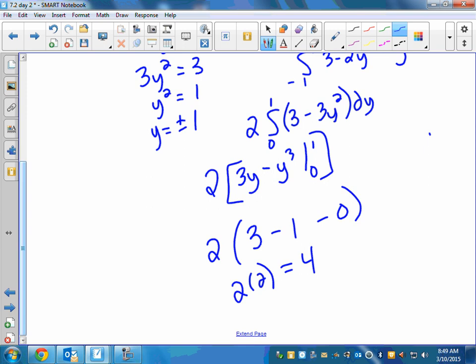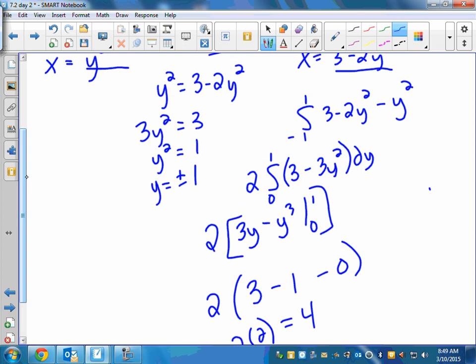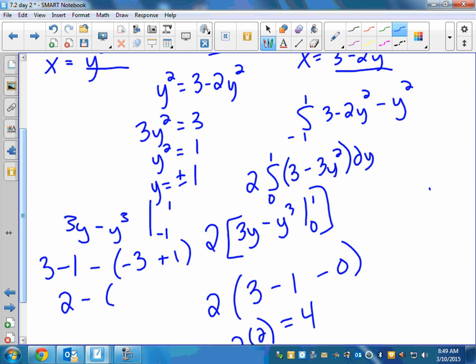Going to do it the other way? Alright, I'll do it the other way. So I still get 3y minus y cubed, but now I'm doing it from negative 1 to 1. So I get 3 minus 1 minus negative 3 plus 1. So I get 2 minus negative 2. Looks like it's 4.